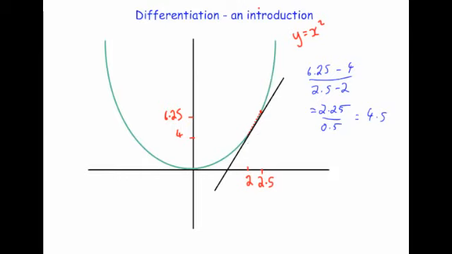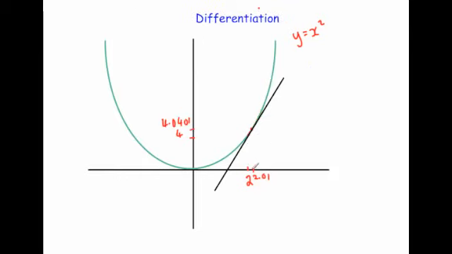Let's make the chord even closer. So this time, I'm going to go a tiny distance across. I'm going to go across 0.01, so from 2 to 2.01, and 2.01 squared is 4.0401. So let's work out what the gradient of this red line would be. It's going to be 4.0401 subtract 4 over 2.01 subtract 2. Whenever I work that out, the top line is going to be equal to 0.0401 divided by 0.01, and that would be equal to 4.01.